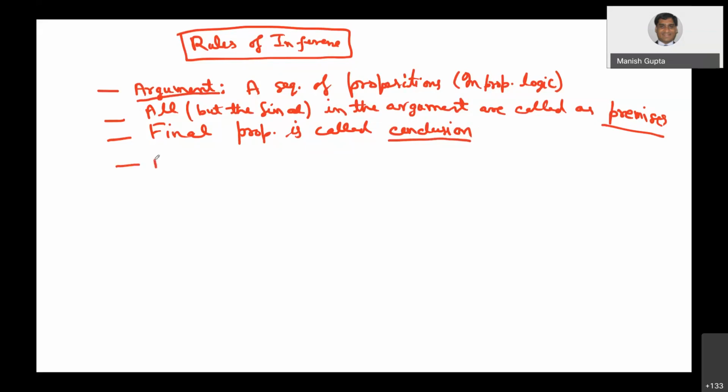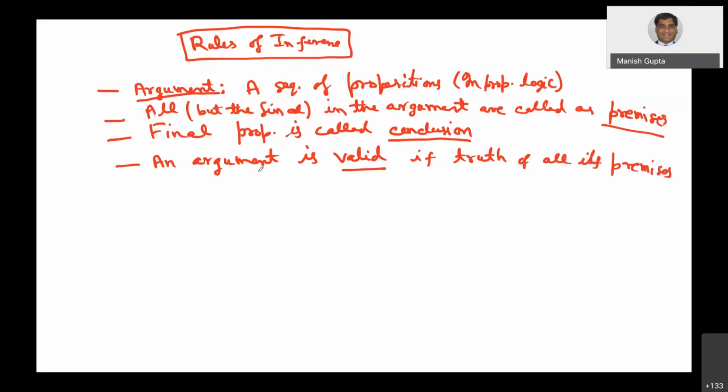Okay, and we say that an argument is valid if truth of all its premises implies that the conclusion is true. So if all the premises are true, then its conclusion is true. Okay, then we say that argument is valid.